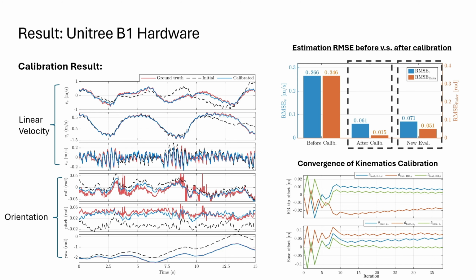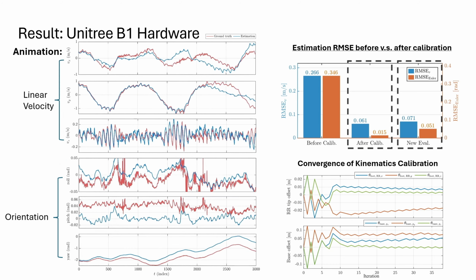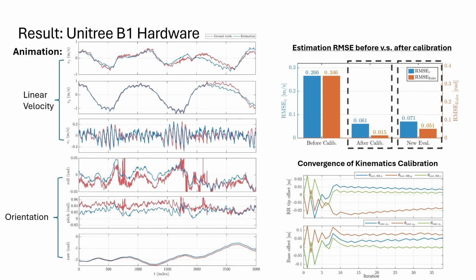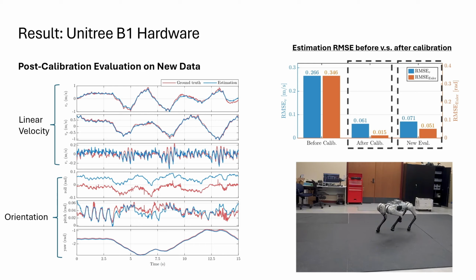Last and most importantly, we validate the method on real Unitree B1 hardware. The robot walks in a motion capture room where the torso motion is measured as ground truth. After joint calibration, the estimated trajectory aligns closely with the ground truth, with a clear reduction in RMSE across the evaluated states.